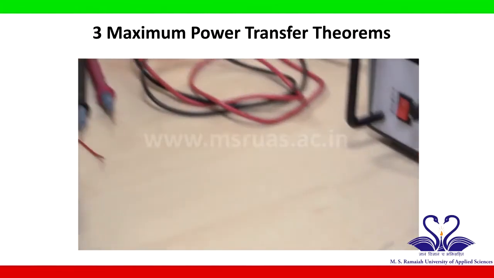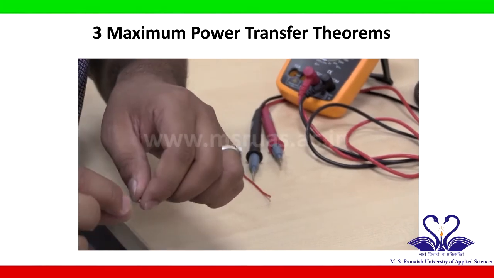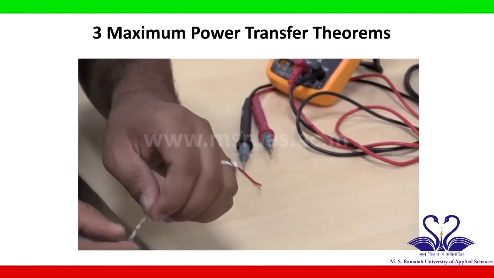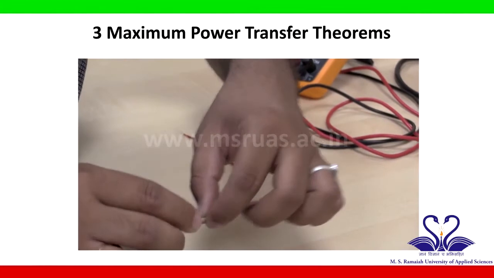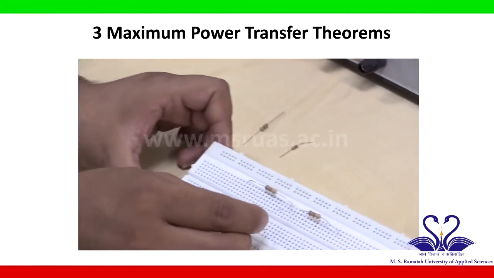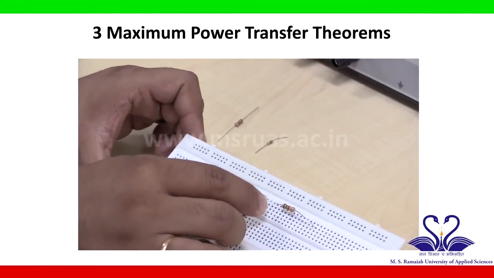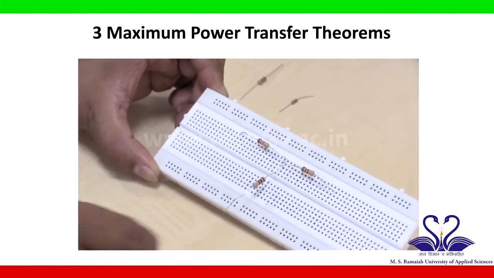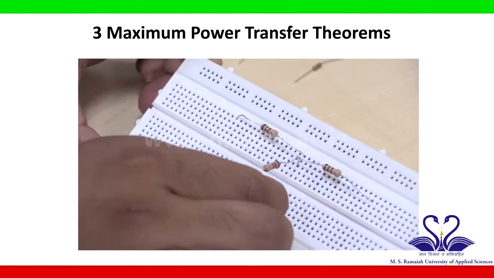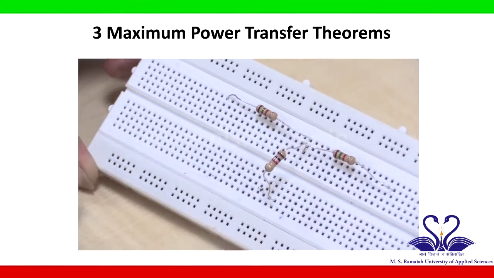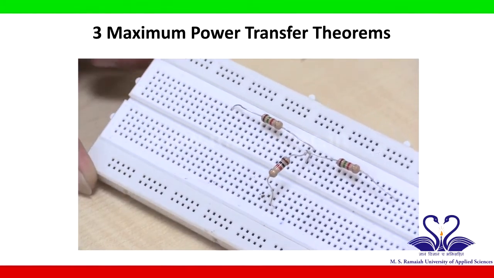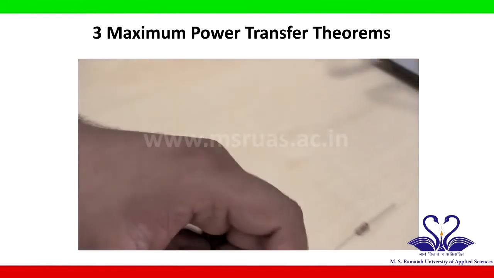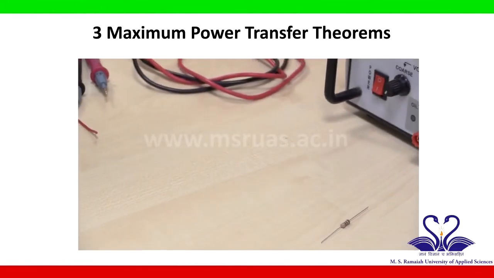We will take 1 kilo ohm resistor and connect in parallel with both the resistors. Now we will connect load resistor.